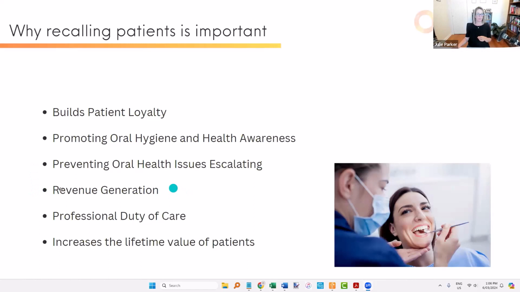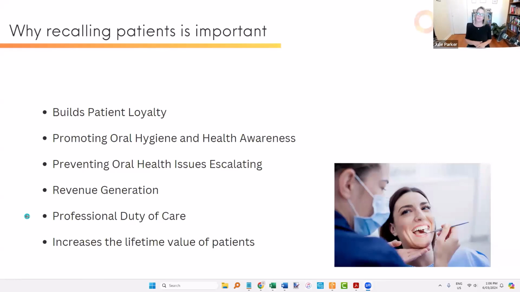Revenue generation is a big one as well. If you take out all the money that a dental practice achieves from recalls, that's going to be a big chunk of their turnover. And so it adds to our revenue. So it's very smart from a business perspective.